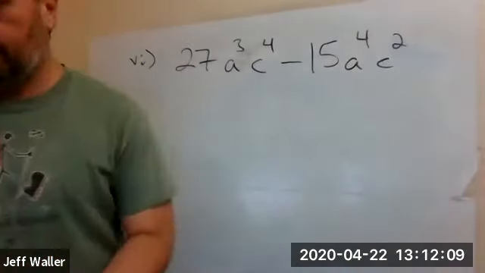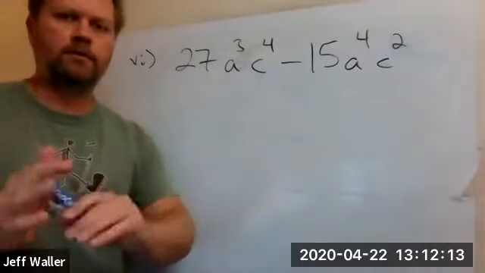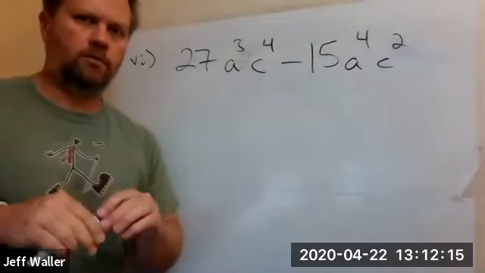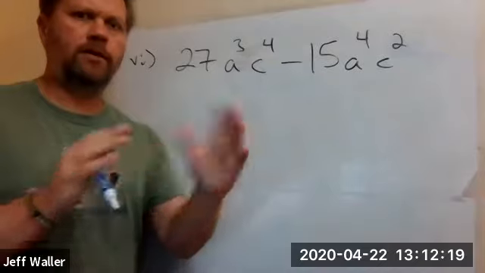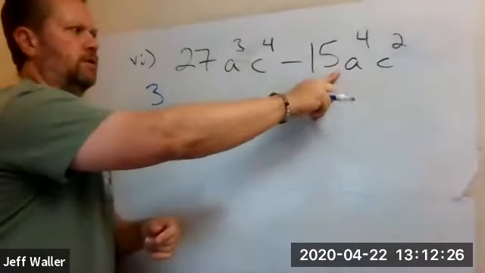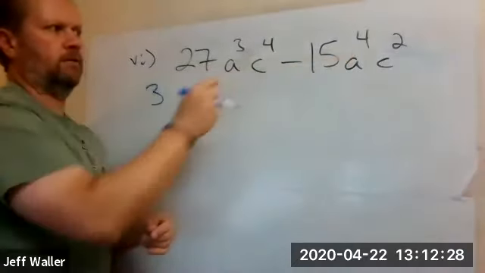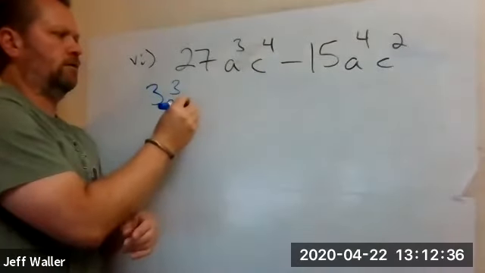All right. So compared to the one we just did, this one's not as evil. So what did you guys take out for the numbers? 3. Yes. So 3 goes into both of those. How many A's can you take out? 3. I like it, right? Because they each have at least 3. How many C's can you take out? 2.